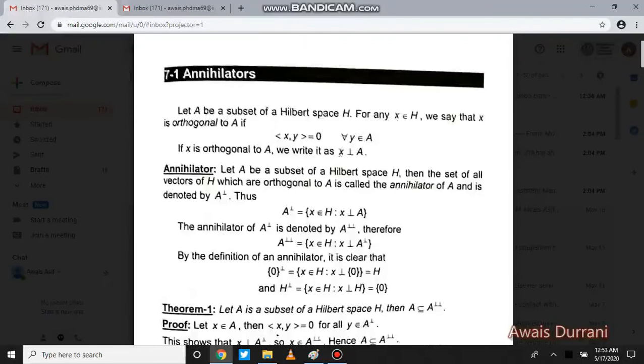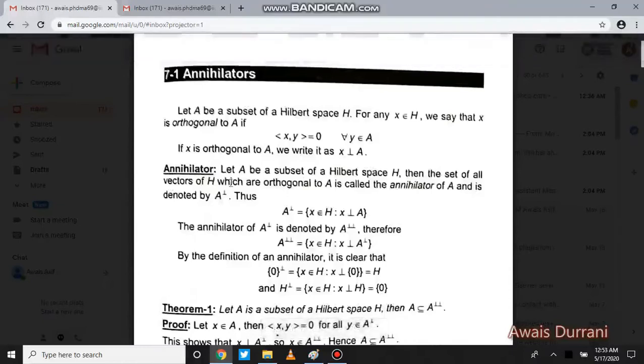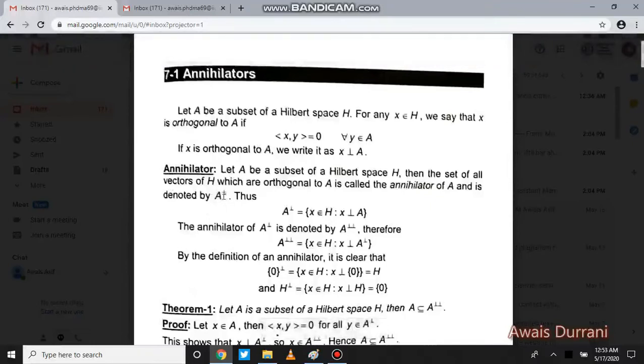Right? We have written over here that x is orthogonal to the whole set A. Now if we find another element of the same kind, for example a or small b, which is orthogonal to the whole set A, similarly we are finding many more elements like this. The set of all such elements is called the annihilator of A. Then they say that the set of all such vectors of H which are orthogonal to A is called the annihilator of A and is denoted by A orthogonal like this.